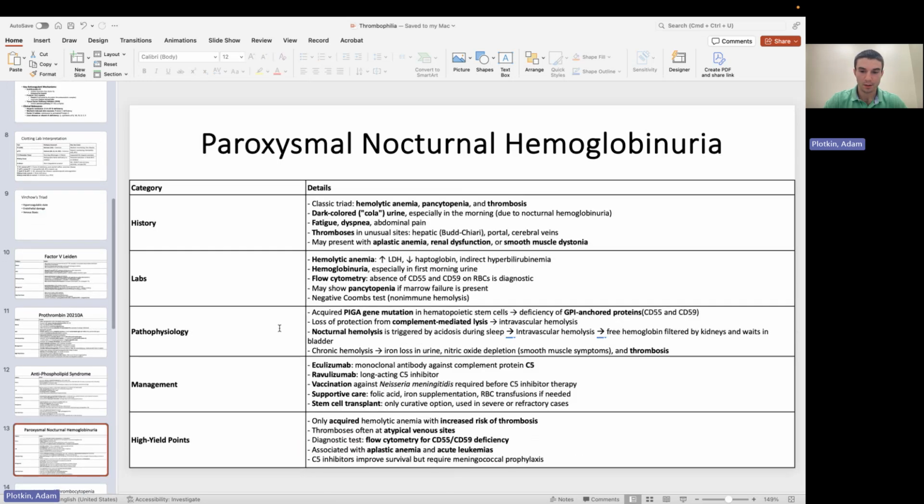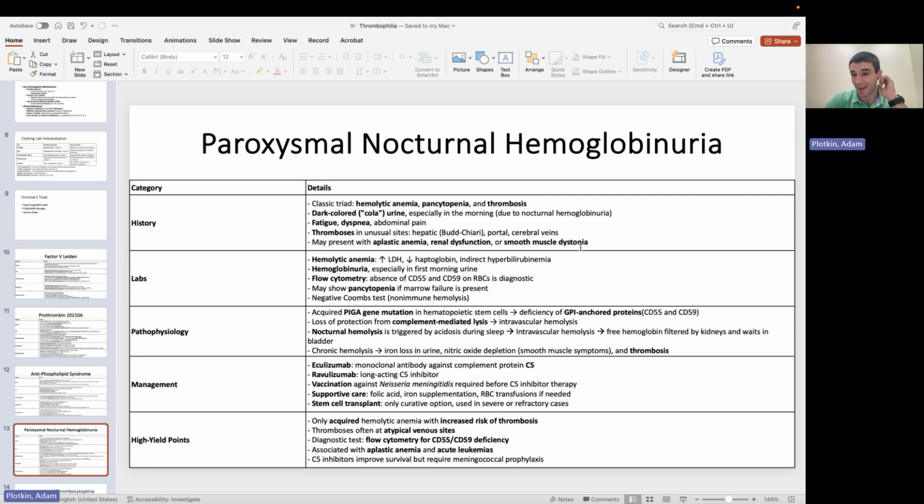All right. PNH, another favorite of mine, you get this classic triad of hemolytic anemia, pancytopenia, and thromboses. We classically will see this dark colored urine, especially in the morning, due to this nocturnal hemoglobinuria, which I'll explain in a second. The patients could have fatigue and dyspnea and abdominal pain, and they usually have these thromboses in really weird sites. You could have it in the hepatic vein, which is called Budd-Chiari syndrome. You could have it in the portal venous system or the cerebral veins, really odd places.